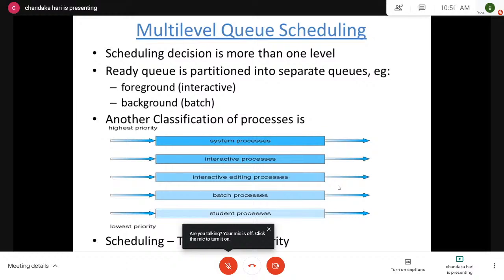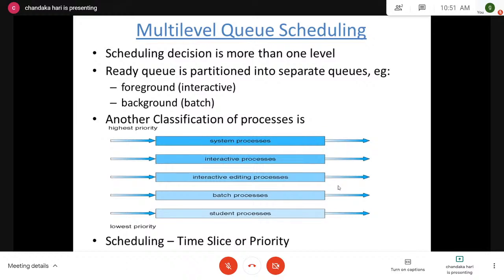For better understanding, I'm going to divide this problem like this. Let us consider only the ready queue. According to the Unix operating system, the ready queue has been internally partitioned into two different queues. What are those queues? Number one, the foreground queue. Number two, the background queue.